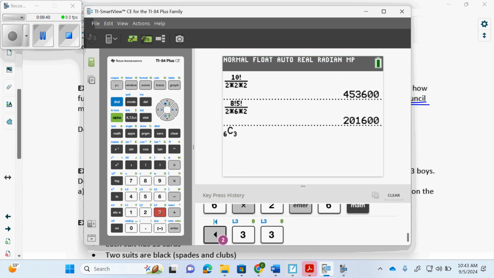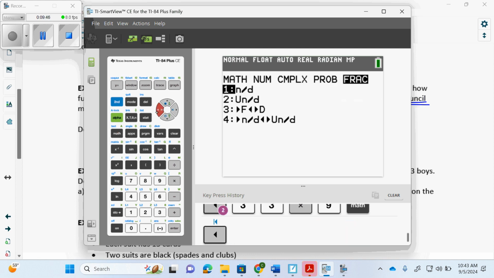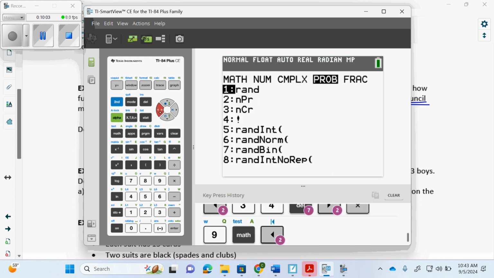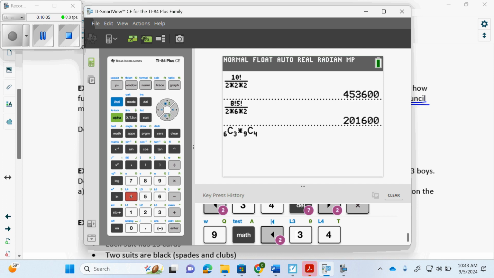C3, and then you go times, and then you go, what was it, 9, C4, it's now low, right? So you have to make sure that when you get to 6C3, you arrow up, arrow over, get a multiplication, and then go 9, math, C, 4. You know what I'm saying? So arrow that over. All right.